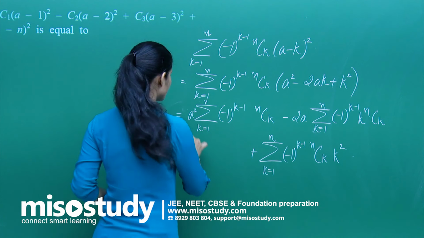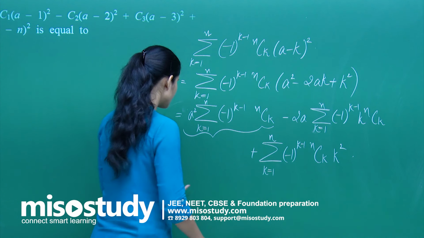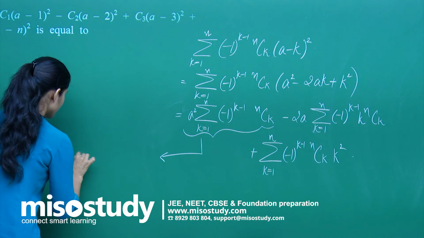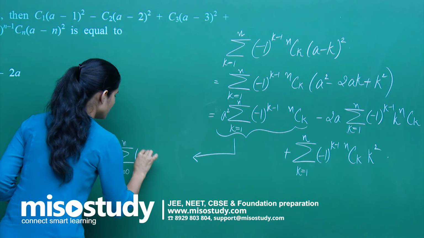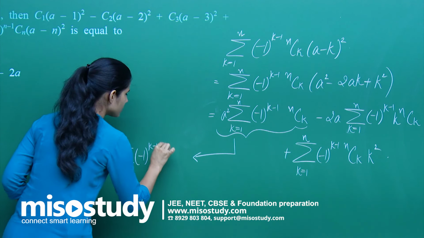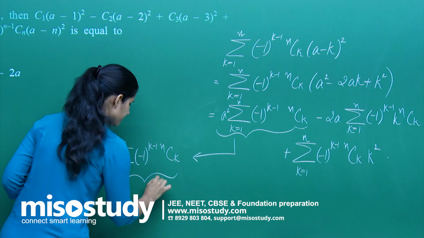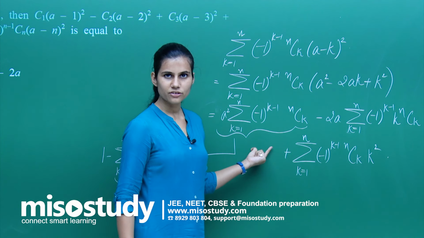Now one by one let's try to understand. If I talk about this summation, I can write this alternatively as what? So this can alternatively be written as 1 minus summation k going from 0 to n, minus 1 to the power k nck, and this is nothing but equal to 0. So from here you get 1 as the answer of this summation.